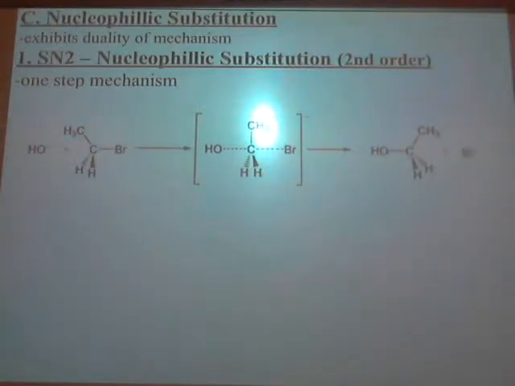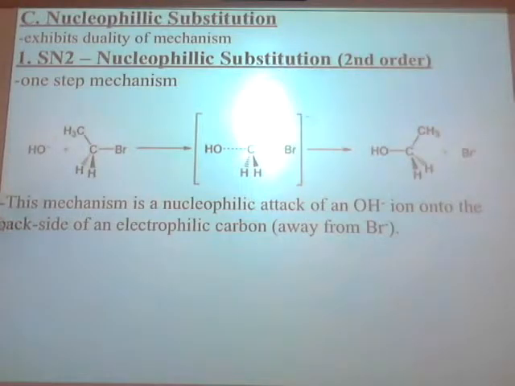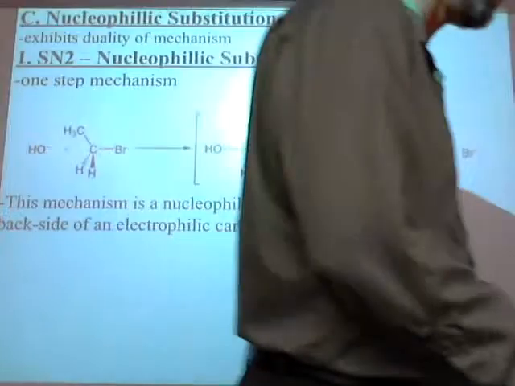Okay, let's write these notes down. I've explained it, but now these are for your notes. It's a nucleophilic attack of an OH ion, hydroxide ion, onto the backside of an electrophilic carbon, away from the bromine, that is. Write all that down, and I'll explain it again, so you have it written down and you understand it.